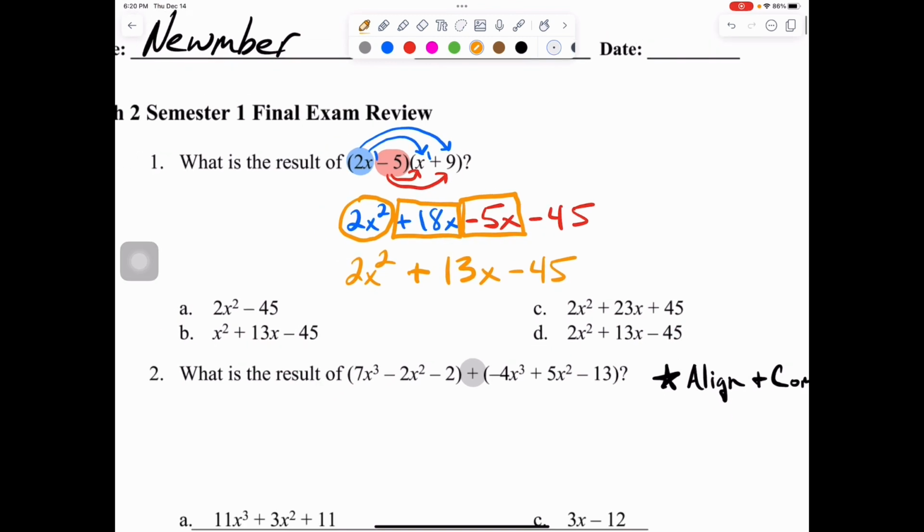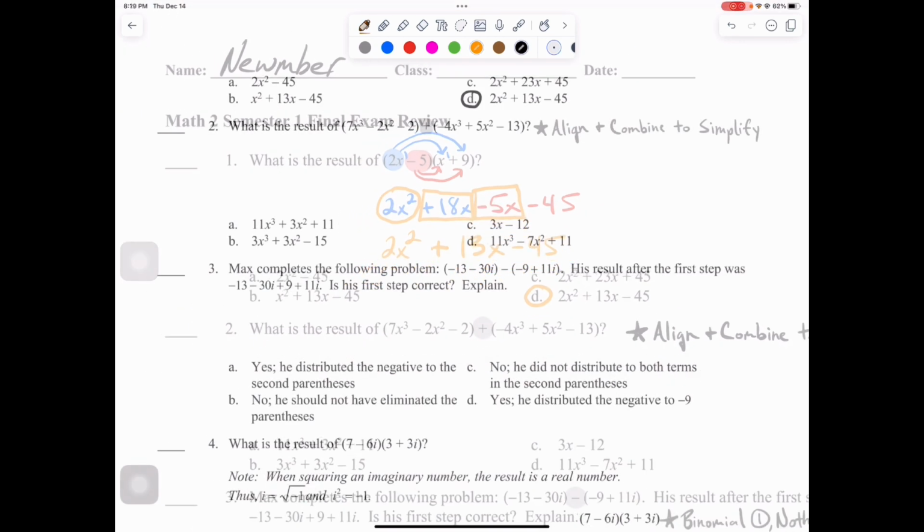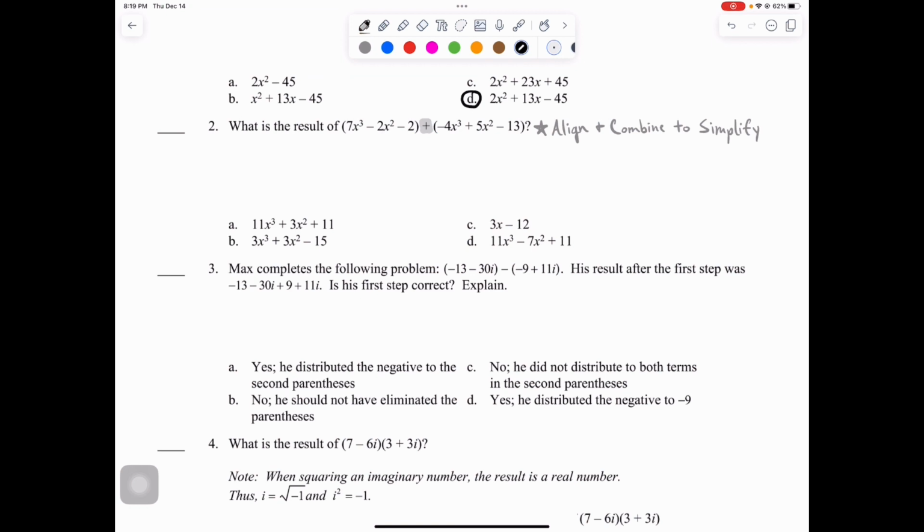Let's go ahead and search for it. 2x squared plus 13x minus 45. You will circle D as your answer choice if that is what you have. Moving on to number 2, it says, what is the result of, trinomial has 1, 2, 3 terms, just like a tricycle has 1, 2, 3 wheels.